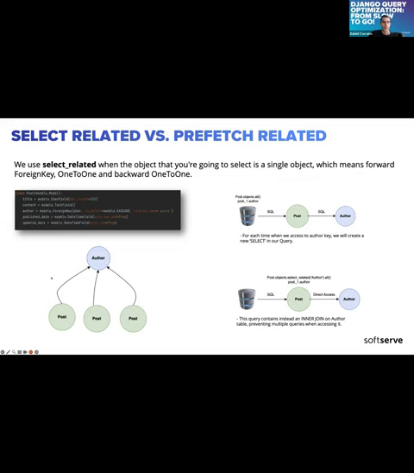So let's see this graph. In this case, we have three posts. Every single post has its own ID, its own title and content, but they have the same author. But it is just for the example. It can be any relation, any post can have a different author, it doesn't matter. But the thing here is that for every single post, we want to access the author.